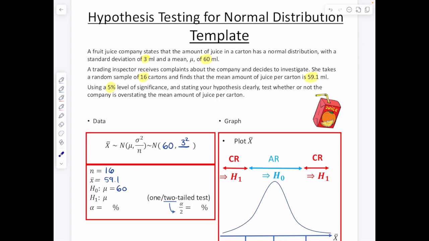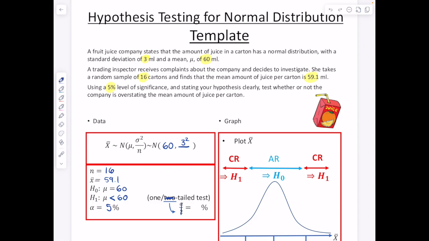Using a 5% level of significance, so we're going to put 5 as our alpha, and stating your hypothesis clearly, state whether or not the company is overstating the mean amount of juice per carton. If we suspect they're overstating, it means we think actually the amount is less than 60. So we're in a one-tailed test, at the bottom of our tail. We're not going to split our alpha in two the way we would if it was not equal to 60, which would be a two-tail.